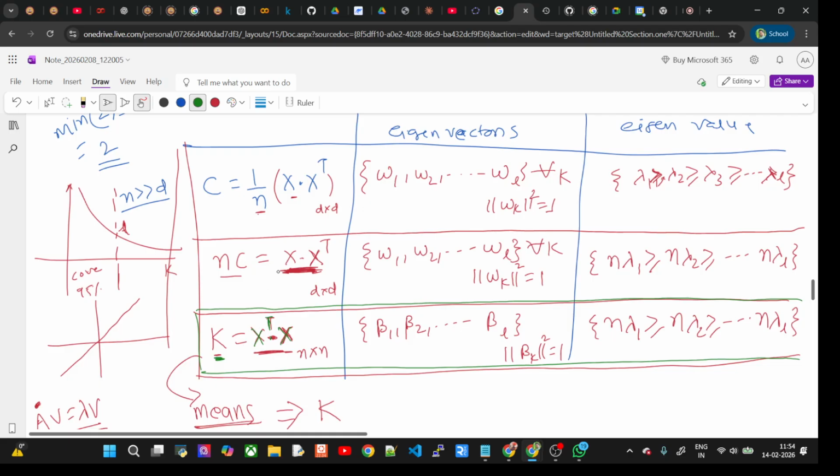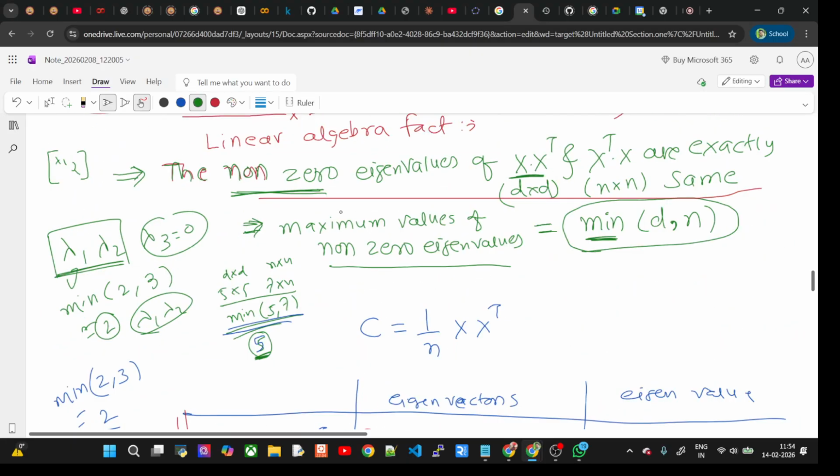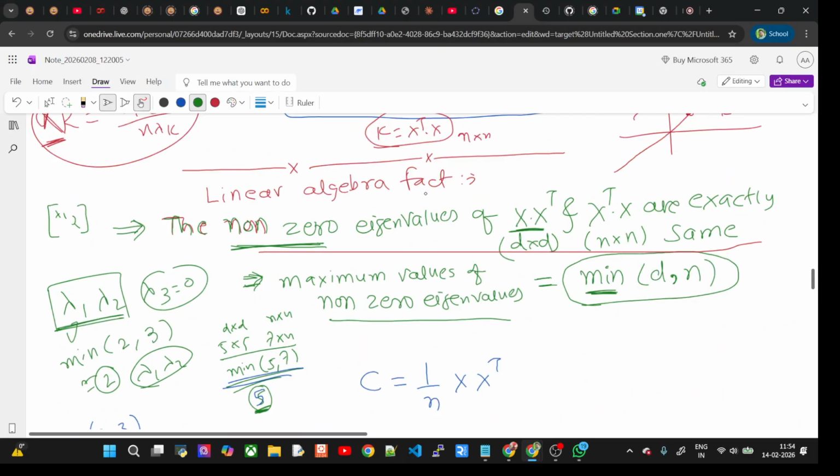See, I mentioned why we understood this linear algebra fact. X into X transpose is actually d cross d, and that is the problem you are having, correct? So you need something like n cross n. You found that X transpose X is n cross n, so you want something in X transpose X. Instead of going to the next step to solve it, we found the linear algebra fact that the eigenvalues of X transpose X and X into X transpose are the same.